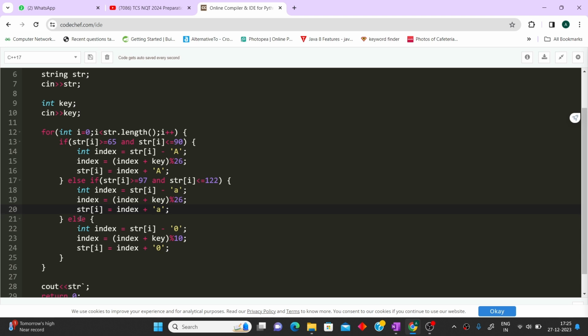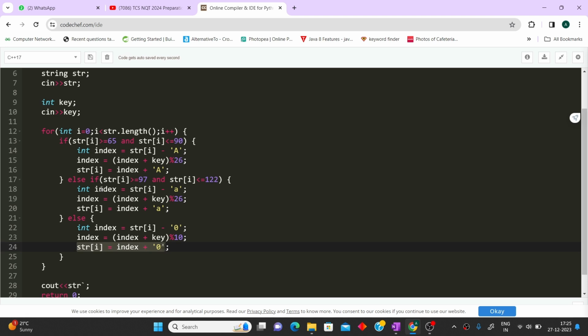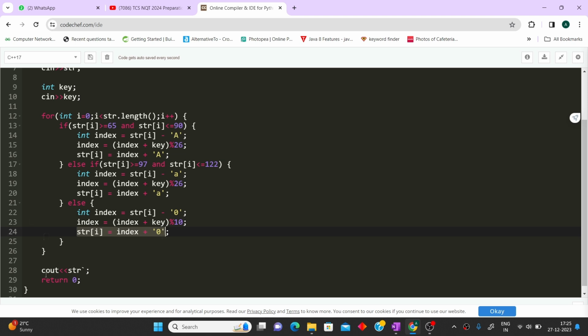And if it does not go into the if or else if, then it will go into the else condition. That is, the current element belongs to the characters 0 to 9. In this case, to find the index, we do current element minus character 0. Then in this index we add the key and do mod 10, because from 0 to 9 there are a total of 10 characters. After 9 it should again go to 0, not any other alphabet or character. Again, the current element will be replaced by index plus character 0. And once all these steps are done for each and every character present in the string, in the end that string would have been updated, and it will simply be printed.